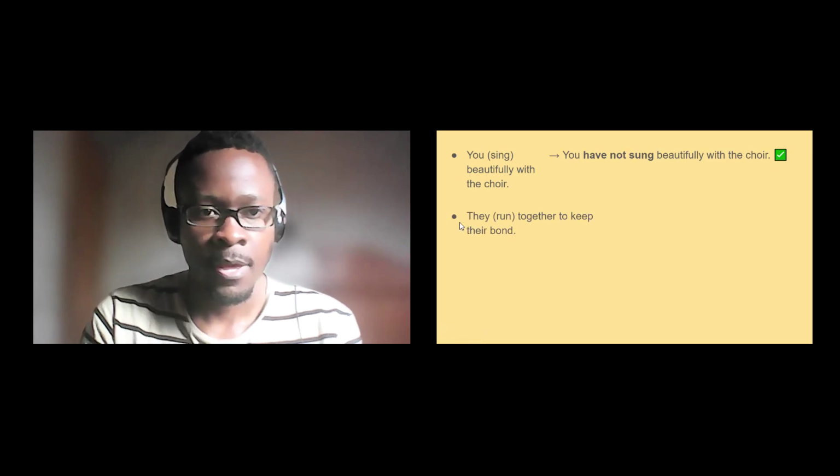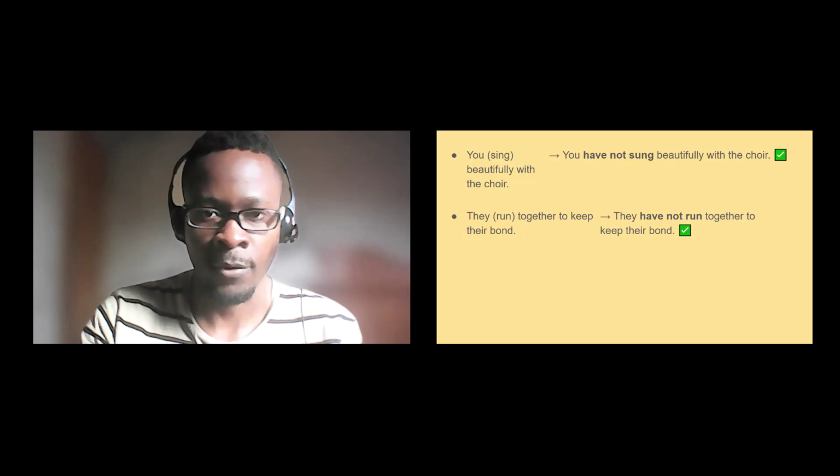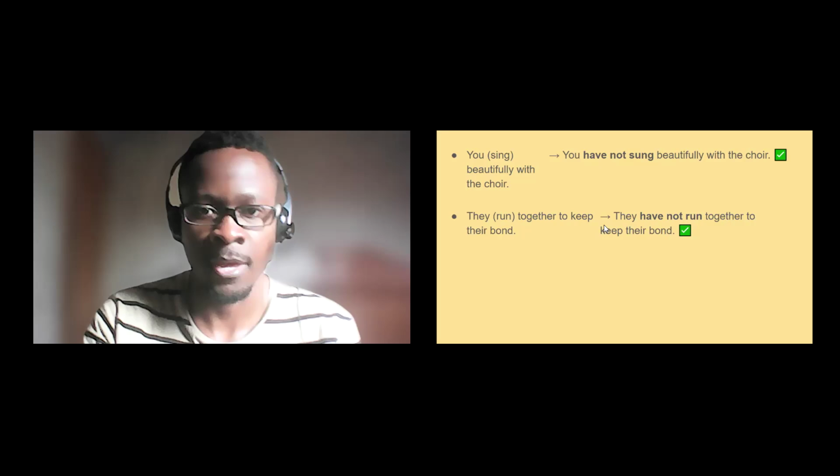Next up, they run together to keep their bond. Subject, it's they. As such, according to the rules, for the subject they, we have to use have. And to make the sentence negative, we put not after have. And we use the third form of run, which is actually run as well, because the infinitive is run, the past form is ran with an A, and the third form is the same as the infinitive, which is run. The correct sentence therefore becomes, they have not run together to keep their bond.